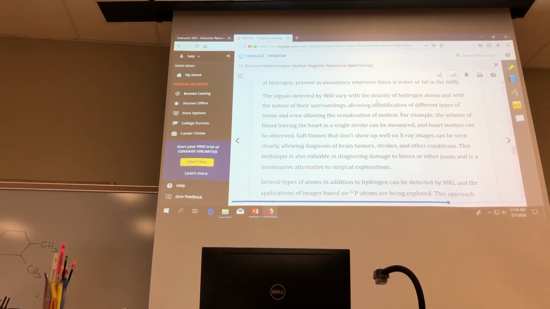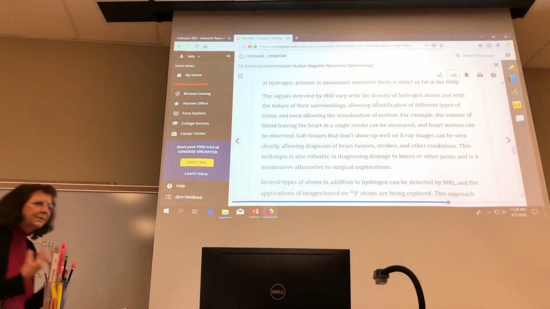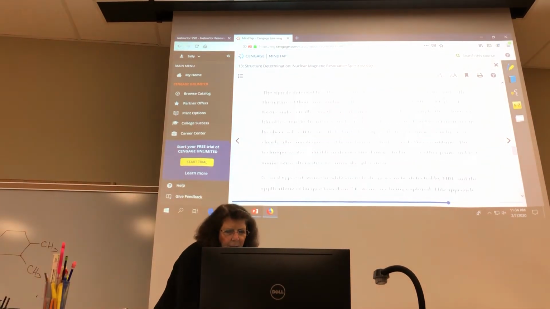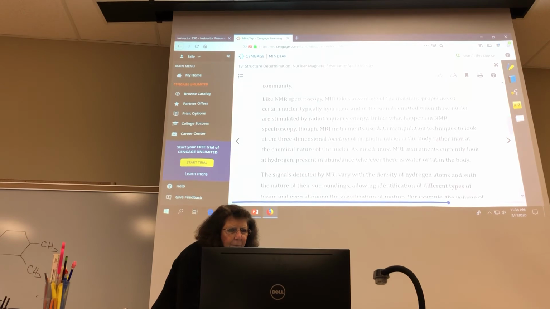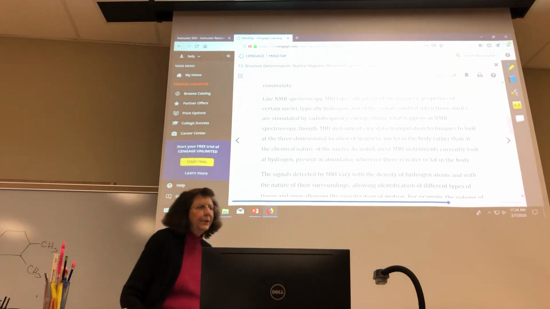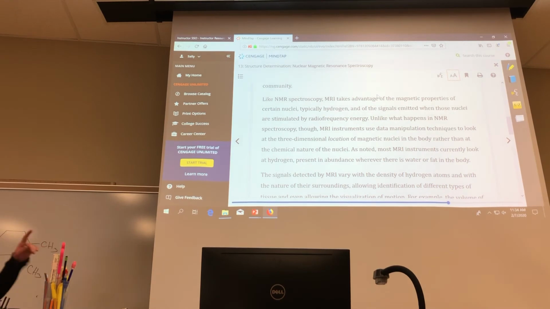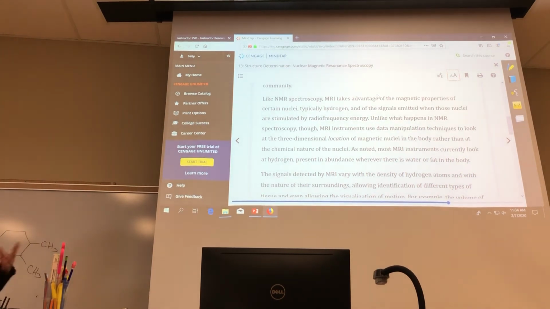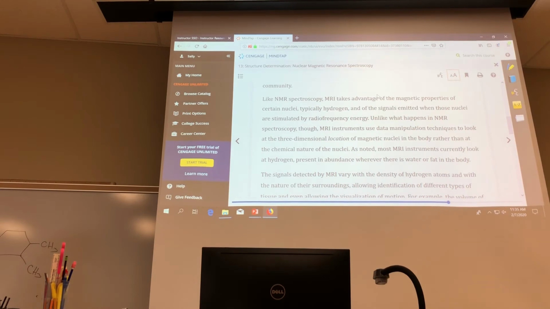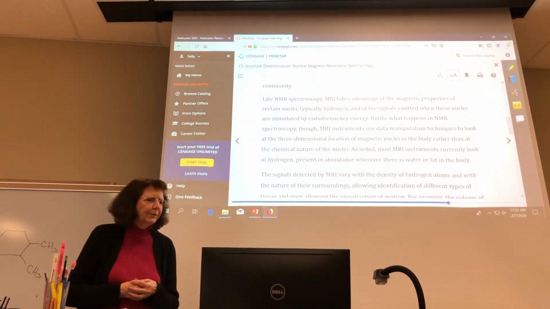They can do all kinds of things, as far as they can look at blood leaving the heart in a single stroke and soft tissue. So it's really good for allowing the identification of the different types of tissue and what's going on. Again, they're looking at some other ones. There is a difference, though, when we're looking at it. Unlike in the NMR, the MRI uses data manipulation techniques to look at the 3D dimensions of the location of the magnetic nuclei, rather than the chemical nature of it.